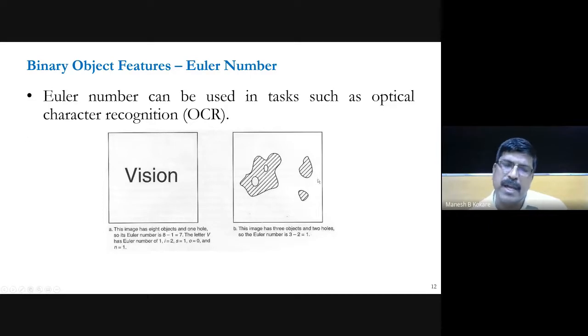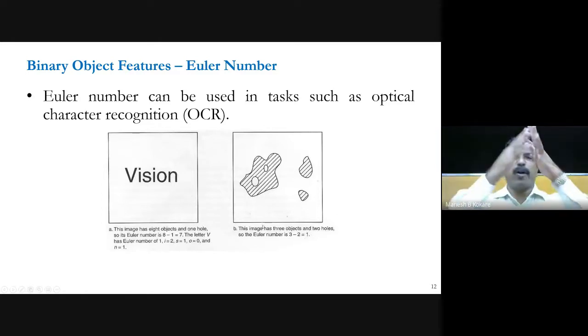Now, if you consider the entire image, the number of connected components is 1, 2, and 3. So the number of connected components is 3. And in the entire image, how many holes are there? 1 and 1. So that is 2 holes. So the Euler number of this image will be equal to 3 minus 2, that is equal to 1.